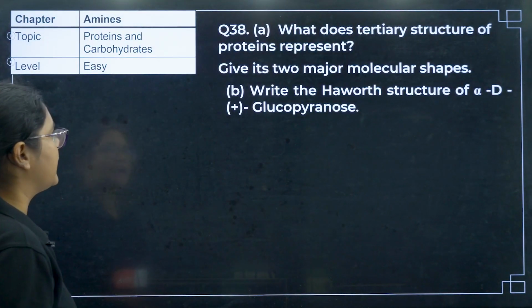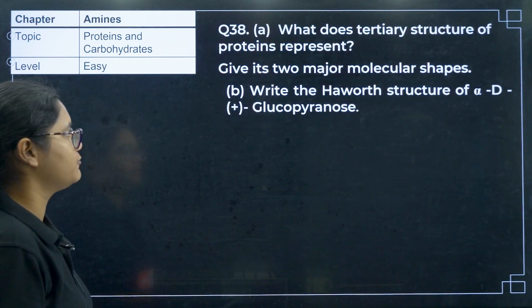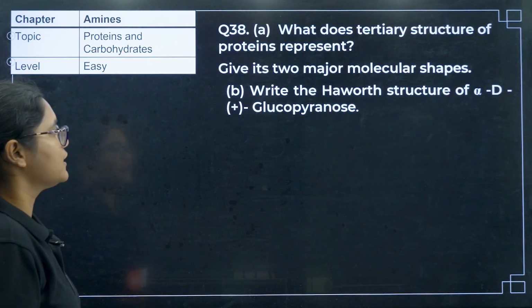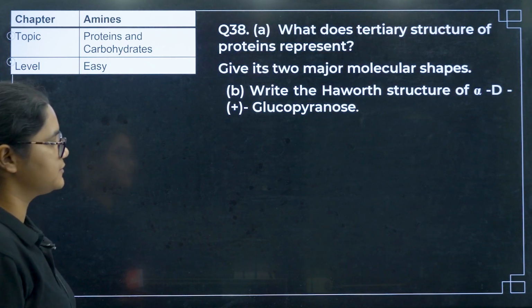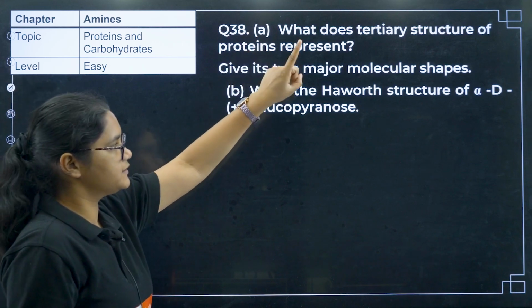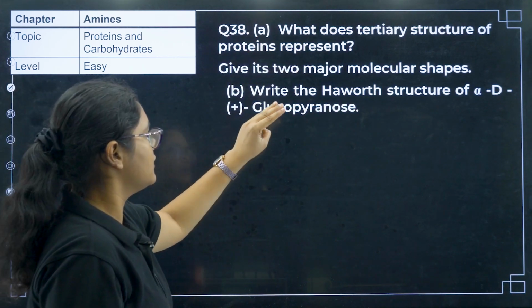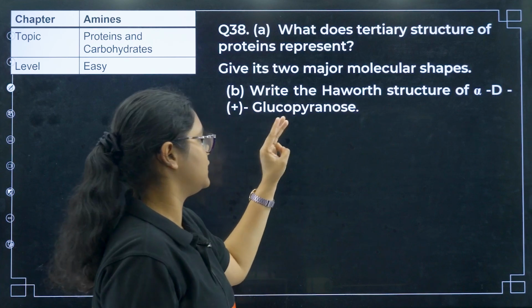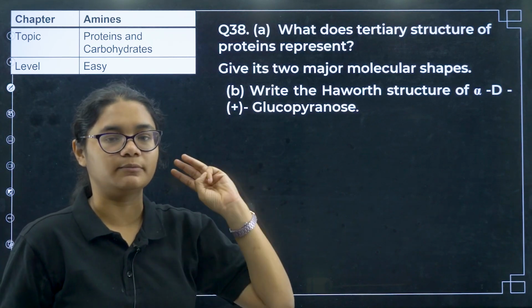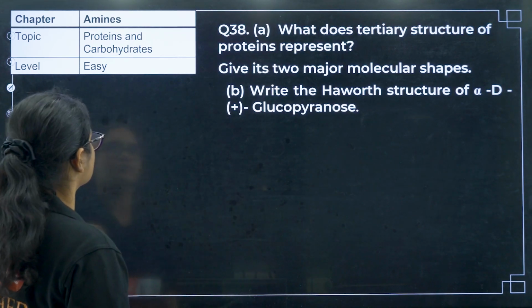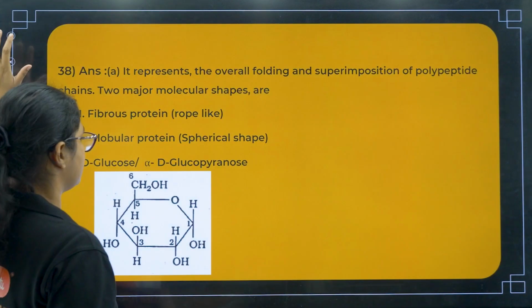Next, question number 38. What does tertiary structure of protein represents? Give its two molecular shapes. Okay, so what does it represent? 1 mark. Two major molecular shapes, 2 marks, so total 3 marks. Write the Haworth structure of alpha D glucopyranose, so that one will be carrying 2 marks. Okay, so let us see carbohydrates, easy and direct question.